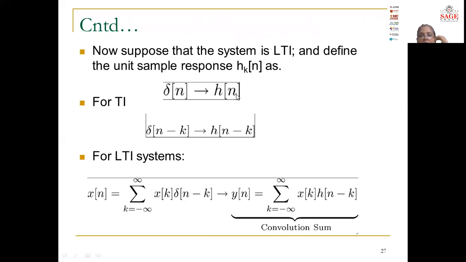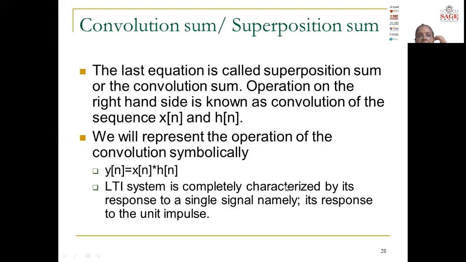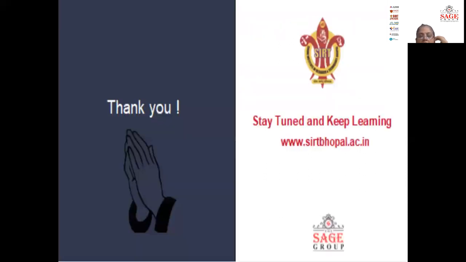Now this is the impulse as an input, and this is the output response. We have shifted the impulse, and the response is also shifted. So for an LTI system, this is the convolution sum. The last equation is called the superposition sum or the convolution sum. So it is the convolution property by which an LTI system is completely characterized by its response to a single signal, namely its response to the unit impulse. Thank you.